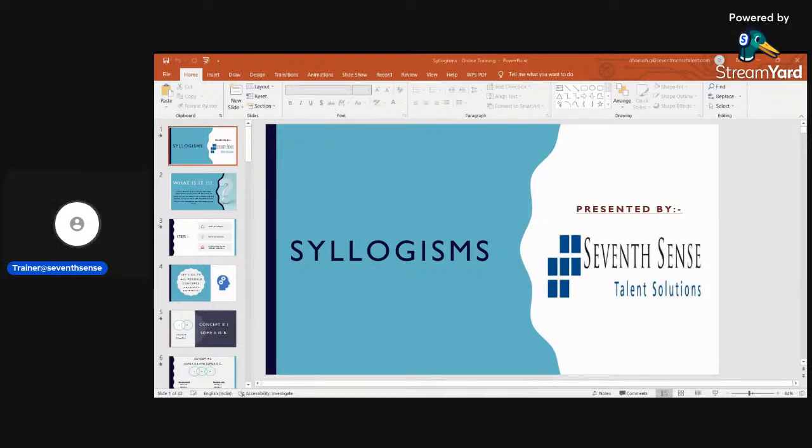So let's begin the session. Let's see what syllogism is, and what direction sense problems are, and let's try to solve more exercise problems related to these topics. Before wasting much time, let's get into the topic. If you have any doubts in between, you can comment your doubts in the comment box, and please don't hesitate to comment.